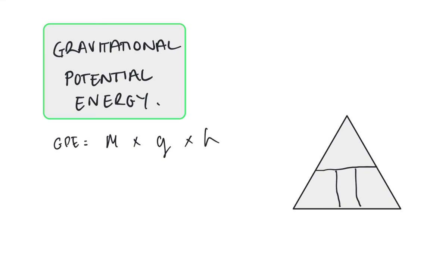Now, as these three things along the bottom are multiplied together, we can put our mass, our gravitational field strength, and our height in the bottom. And we can put our GPE at the top.